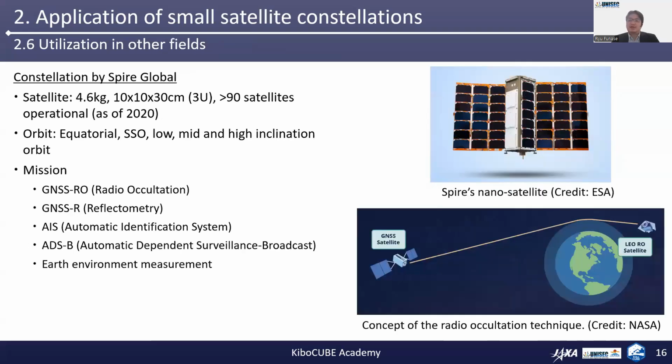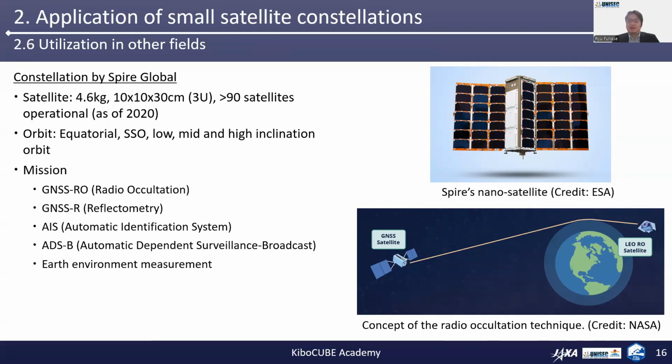Another application is the satellite constellation by Spire. The constellation of Spire is based on a 3U-sized CubeSat and is operated with about 100 satellites. The orbits are arranged in various orbital planes from equatorial orbit, middle inclination orbit, and SSO to cover the entire Earth. The missions of the Spire constellation are as diverse as shown here. These missions are mainly realized by receiving radio waves for the purpose of weather monitoring, ship tracking, and so on.